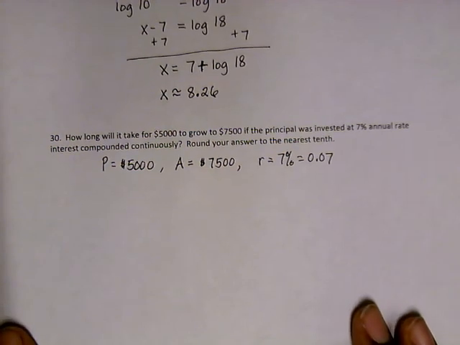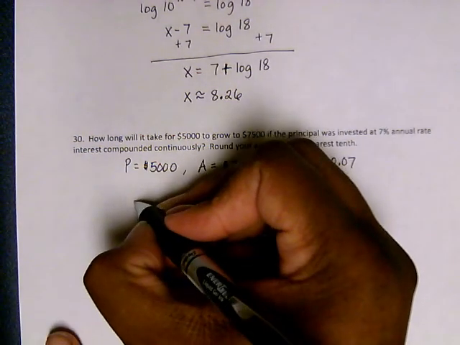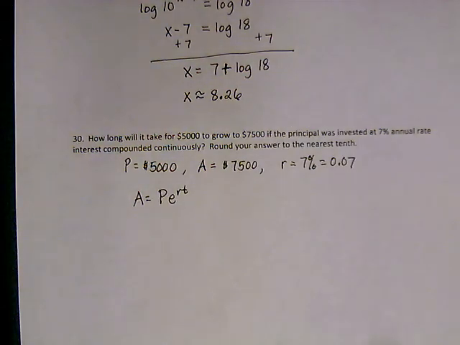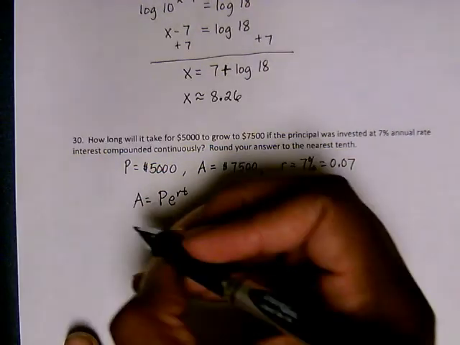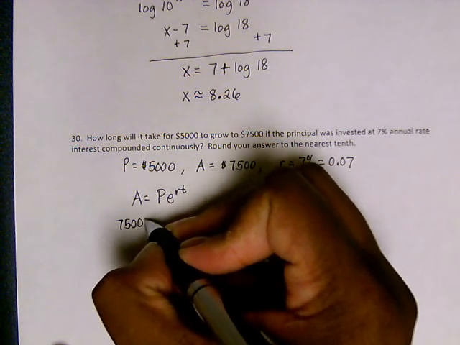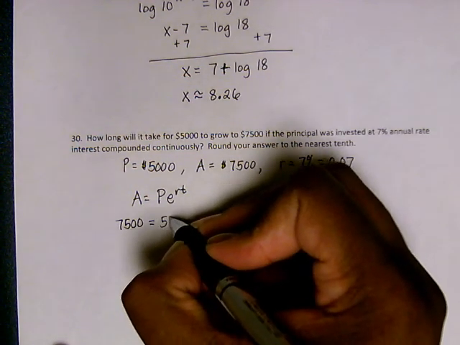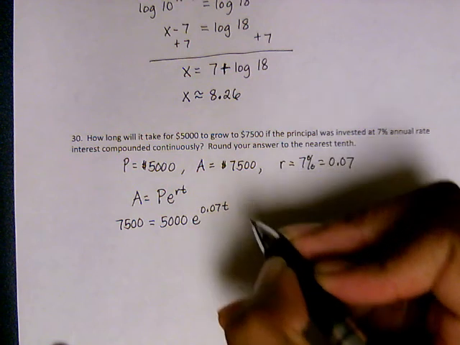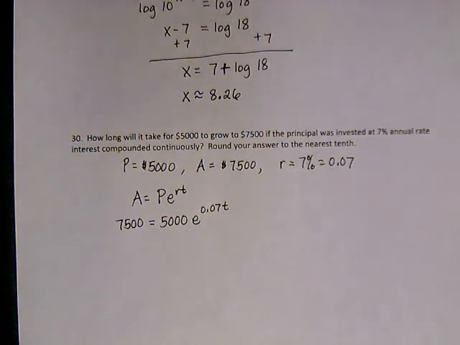So we have to use the continuous compounding formula, which is going to be A is equal to P times e to the rt. A is equal to P times e to the rt. And P in this case is $5,000. A is 7,500. So let's substitute the A with 7,500. Your P is 5,000 times e to the r, that's 0.07 times t. T is what we're trying to find. So you have 7,500 is equal to 5,000 e to the 0.07t.